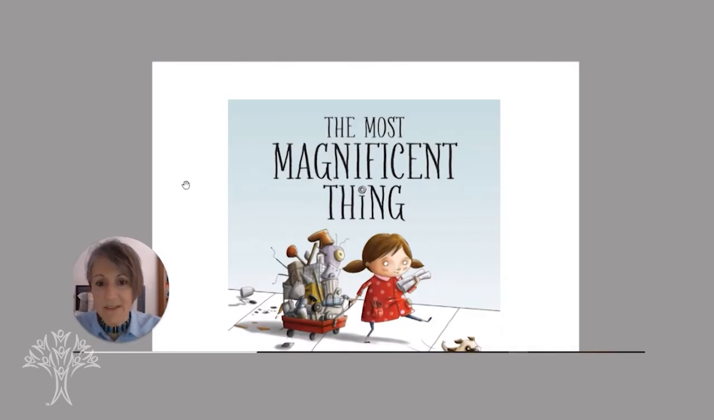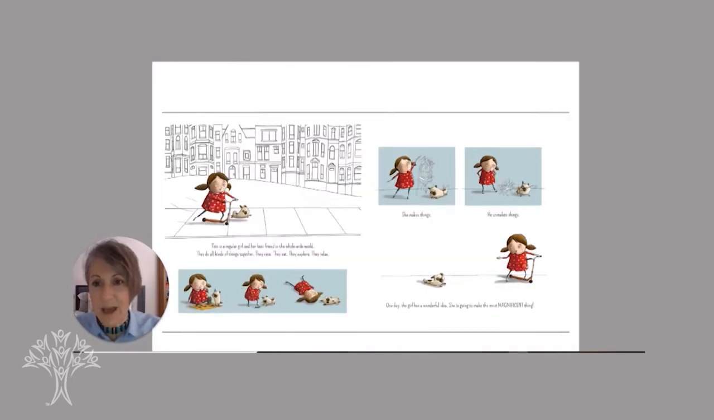The Most Magnificent Thing by Ashley Spires. This is a regular girl and her best friend in the whole wide world. They do all kinds of things together. They race, they eat, they explore, they relax. She makes things, Han makes things. One day, the girl has a wonderful idea. She is going to make the most magnificent thing.